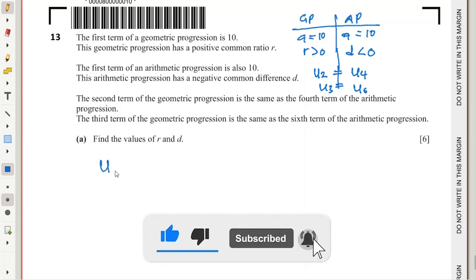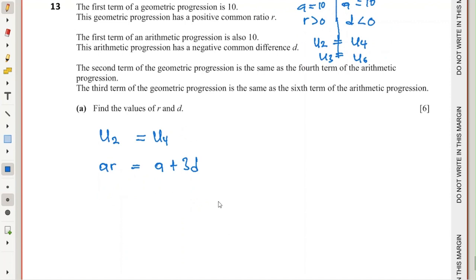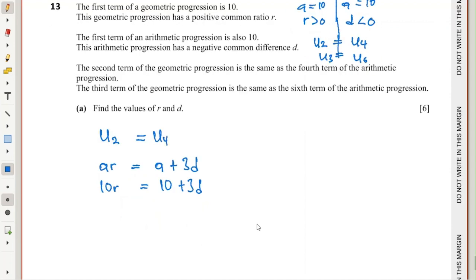So U2 of the GP is equal to U4 of the AP. Now, for a GP, the second term is AR, and for an AP, the fourth term is A plus 3D. Mind you, the value of A is 10 for both of them. So 10R equals 10 plus 3D. I can call this equation 1.